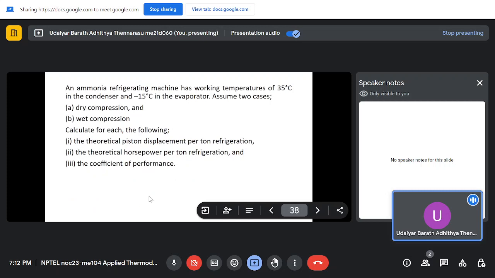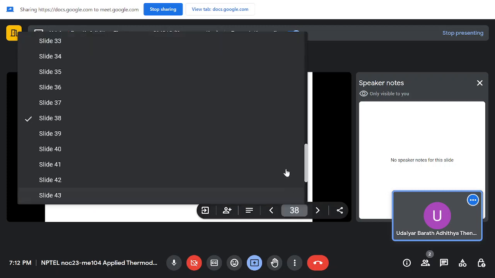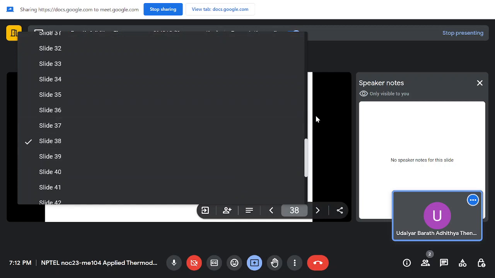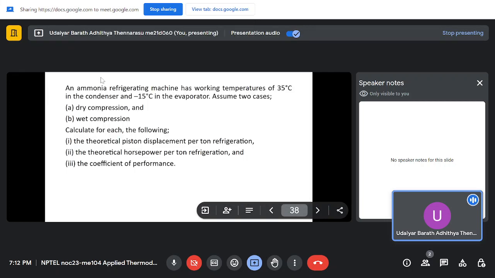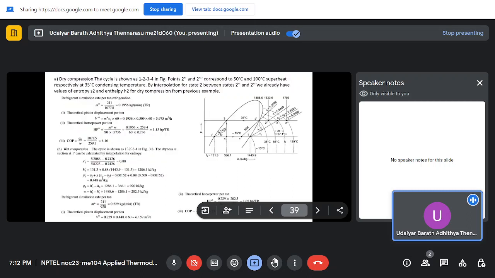So moving on, we have an ammonia refrigerating machine which is working at similarly the same 35 and minus 15 degrees Celsius in the evaporator. We are assuming two cases, one is dry compression and the other is wet compression. Calculate for each the following: the theoretical piston displacement per ton refrigeration, the theoretical horsepower per ton refrigeration, and COP. So this is what I have shown: wet compression and dry compression.